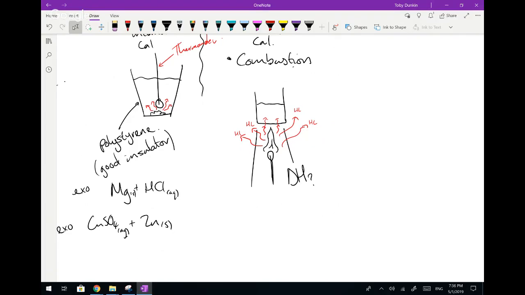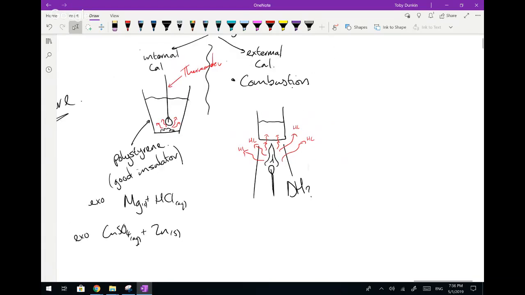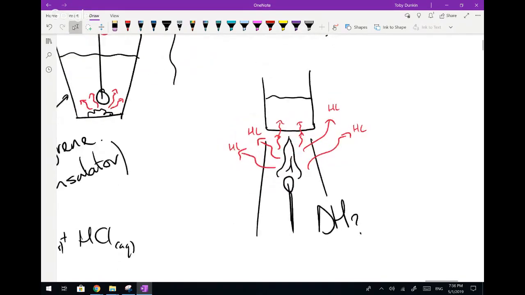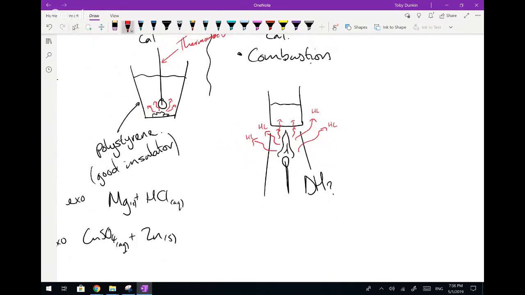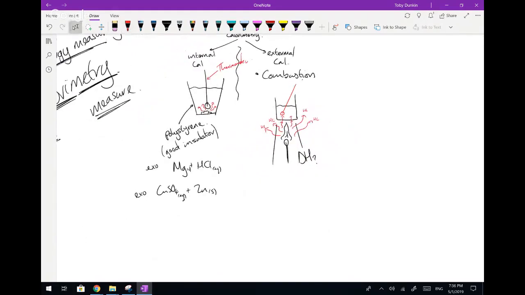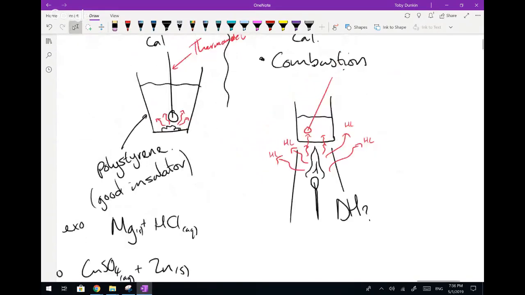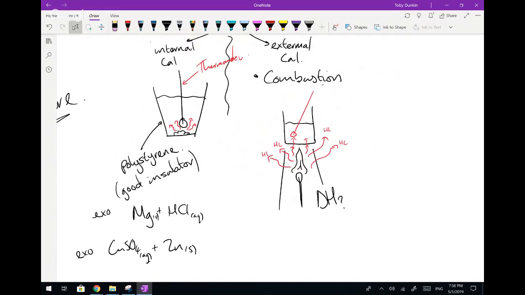So the heat capacity is an incorrect value because you're heating not just water. So loads of problems with this one. And again, you're going to measure the temperature at the start and at the end. Okay, this now drops us. So that's a basic run through the two different kinds of practicals for measuring enthalpy change.